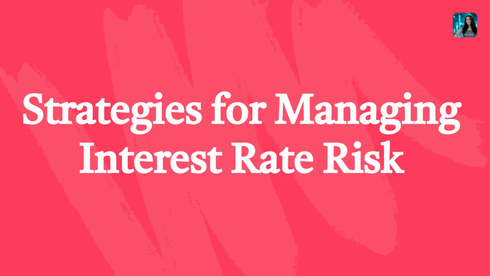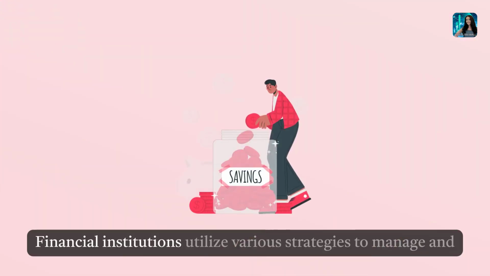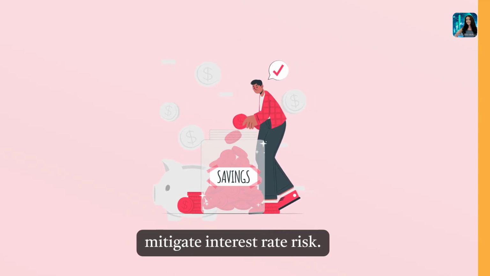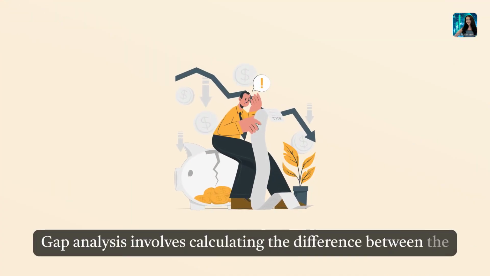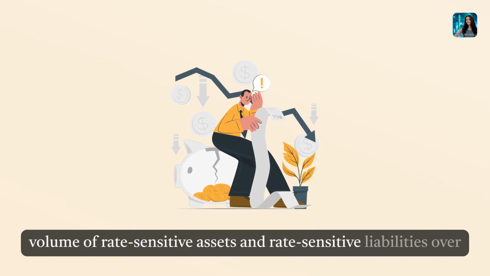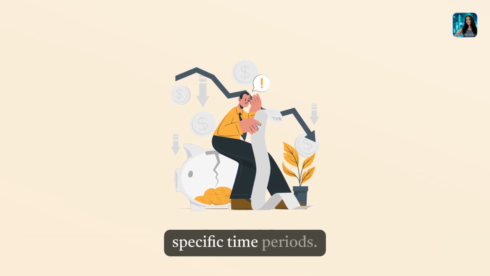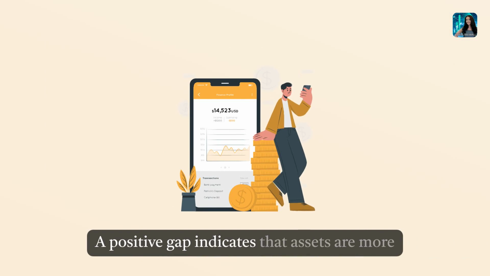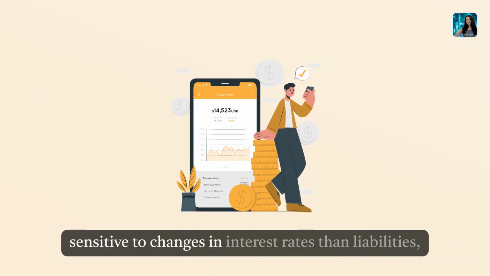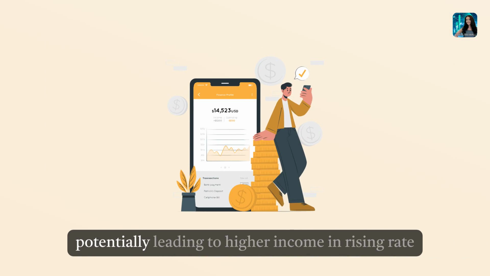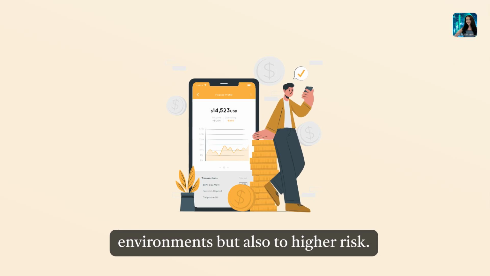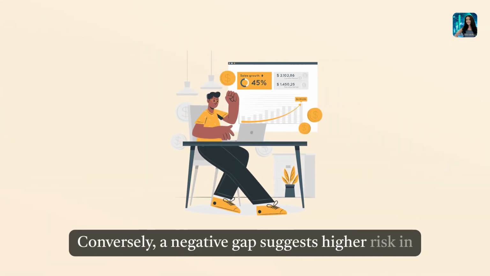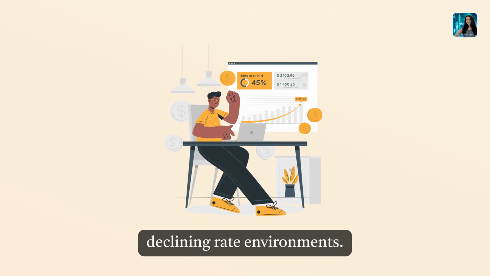Strategies for managing interest rate risk. Financial institutions utilize various strategies to manage and mitigate interest rate risk. Gap analysis. Gap analysis involves calculating the difference between the volume of rate-sensitive assets and rate-sensitive liabilities over specific time periods. A positive gap indicates that assets are more sensitive to changes in interest rates than liabilities, potentially leading to higher income in rising rate environments, but also to higher risk. Conversely, a negative gap suggests higher risk in declining rate environments.